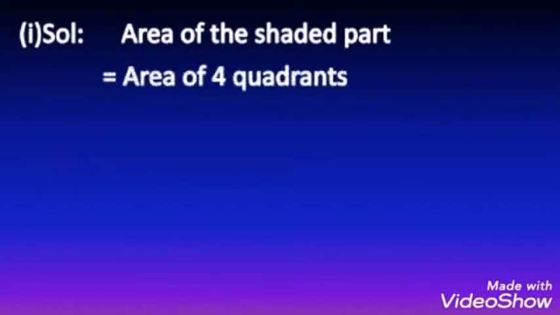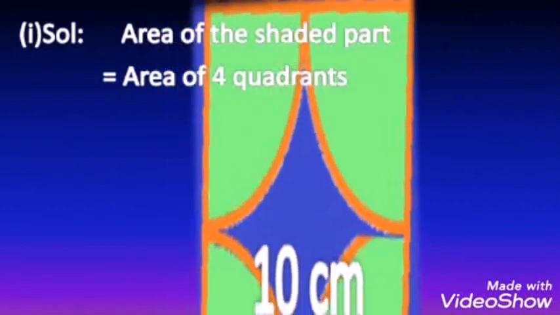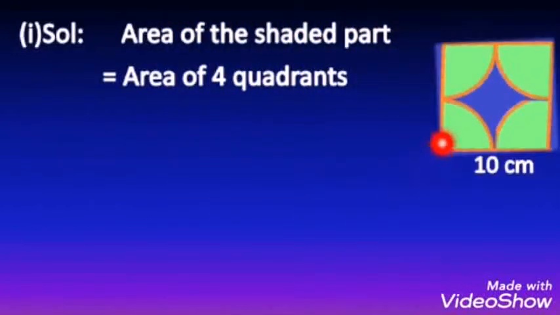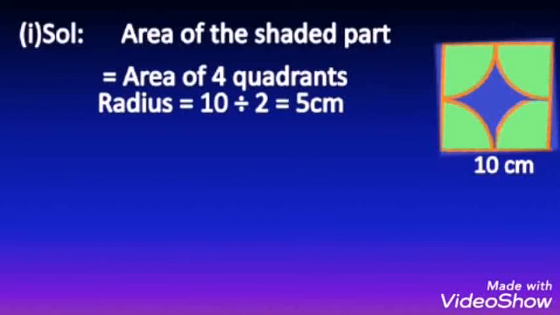Now let us solve the first question. Area of the shaded part is equal to area of 4 quadrants. The square is given, and the length of the side of the square is 10 centimeters. Here you can see 4 quadrants are there, so we have to find the area of these 4 quadrants. The radius of the quadrant will be 5 centimeters. Radius is equal to 10 divided by 2, that is 5 centimeters.